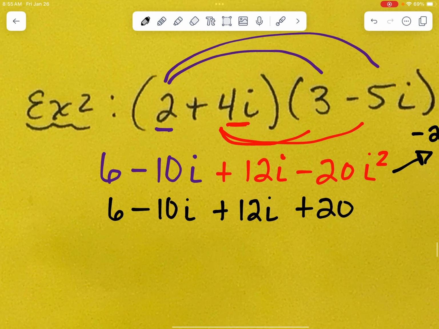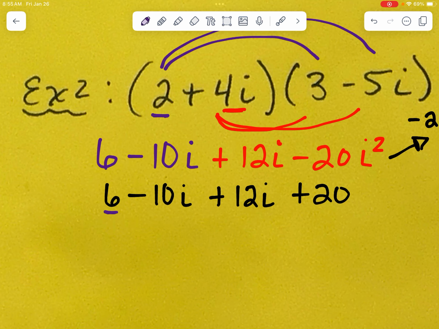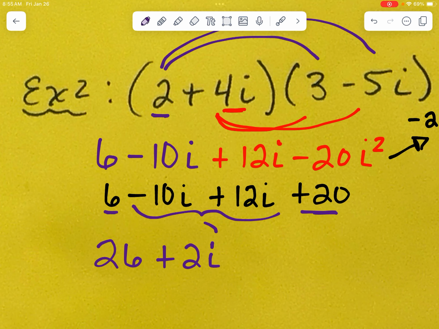Now we're ready to combine like terms. I'm going to start with my numbers. So we have 6 plus 20 is 26. And we are going to put our i's together. Negative 10 plus 12 is positive 2i.